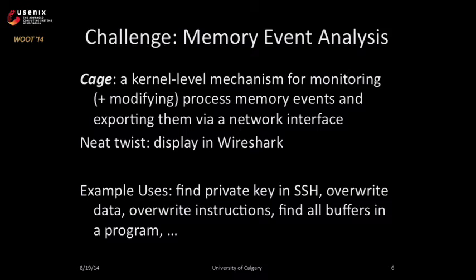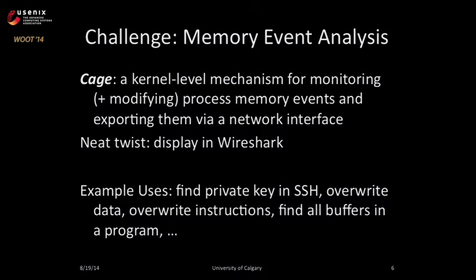So this was the problem we were trying to tackle, and we implemented a kernel-level mechanism we call Cage. Cage is useful not only for monitoring the events that a process emits, but also modifying them in flight, which is pretty cool because you can rewrite behavior on the fly. We wanted not only to intercept and examine these events as they occurred, but to export them in a fairly convenient way, and the avenue we chose is a network device.